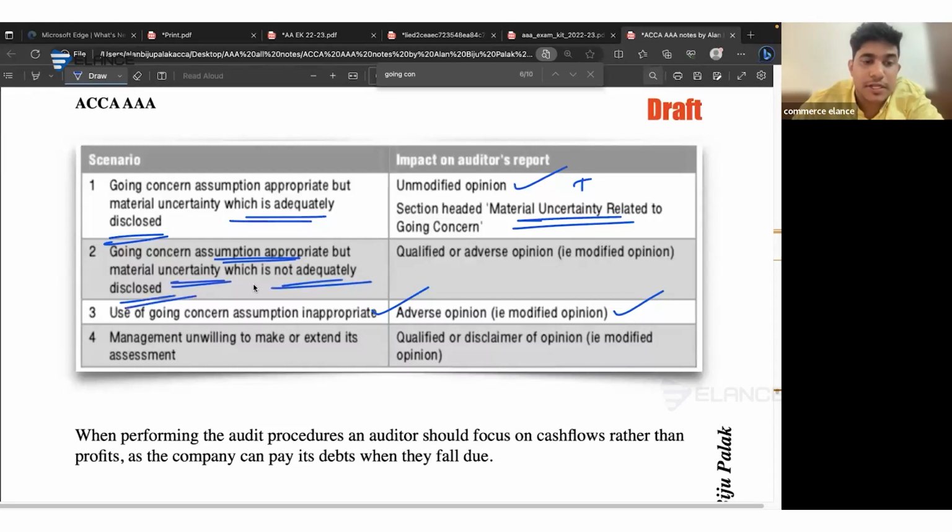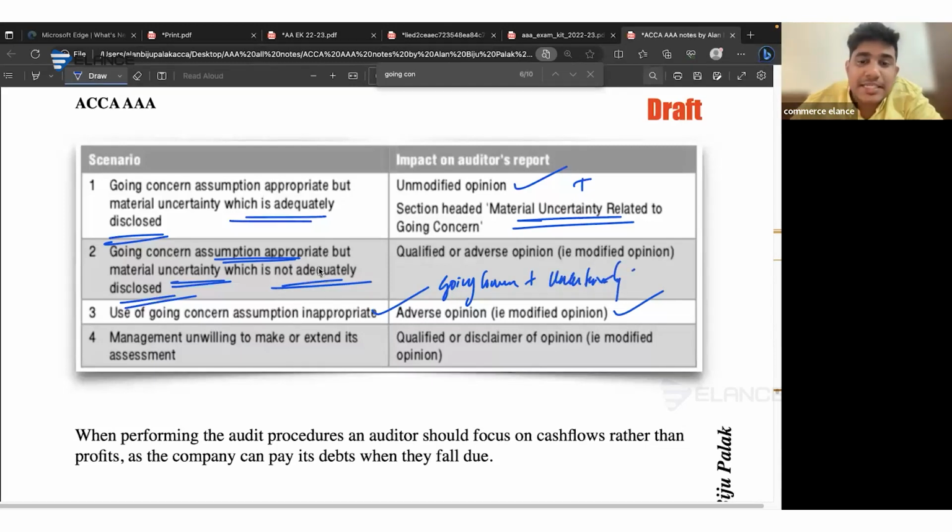On the other hand, if the going concern assumption is appropriate, but there's an uncertainty and the company has not disclosed it in the financial statements. Well, we know that there are two disclosures which we need to provide in relation to going concern. One, we need to mention whether the company is a going concern. And in addition, we should also mention whether there is any uncertainty relating to going concern.